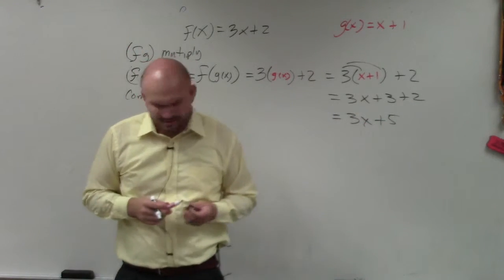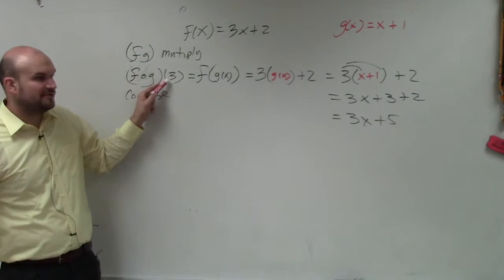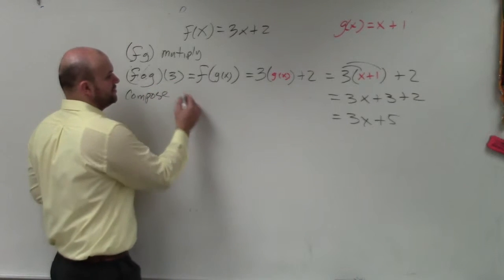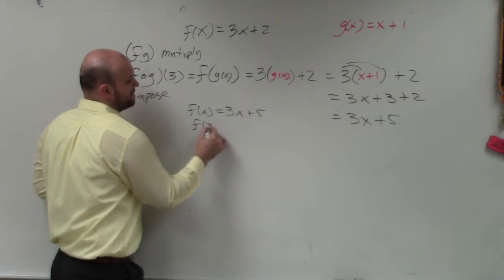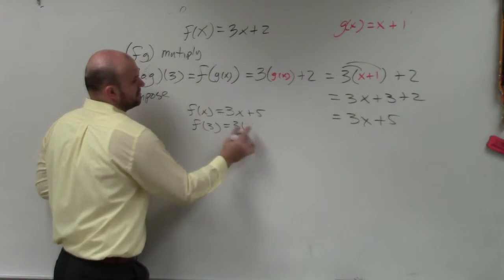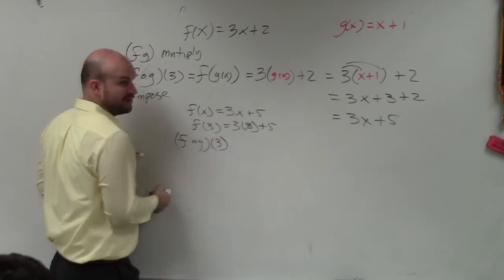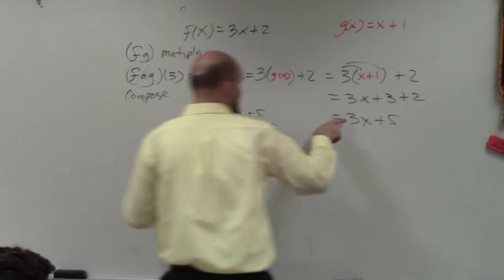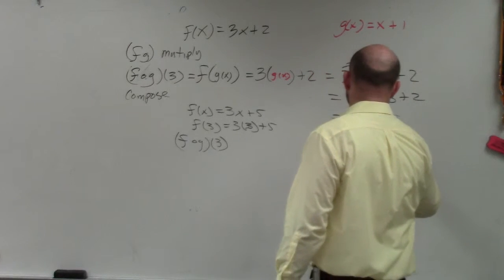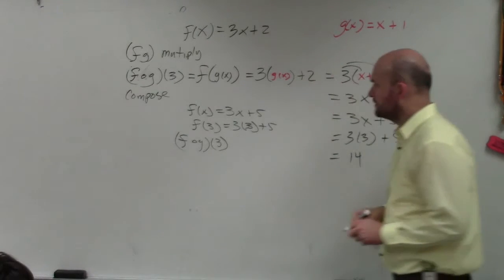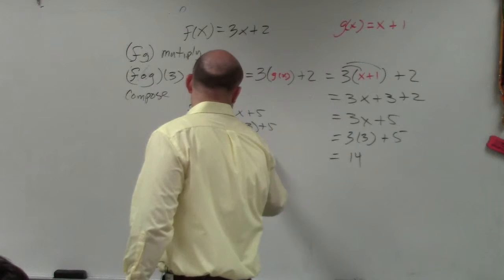OK? Now, did they ask for a domain and range, or did we have to evaluate, right? So we had to evaluate. They want you to evaluate for 3. So just like you would do with f of x, if f of x equaled 3x plus 5, and I said f of 3, you would plug in 3 for x. Well, now they're just saying, what was the composition, and then evaluate for 3. So the composition of this is 3x plus 5, and now they want you to evaluate it for 3. So again, you just plug 3 in for x. So we can say that the composition f of g of 3 is equal to 14.